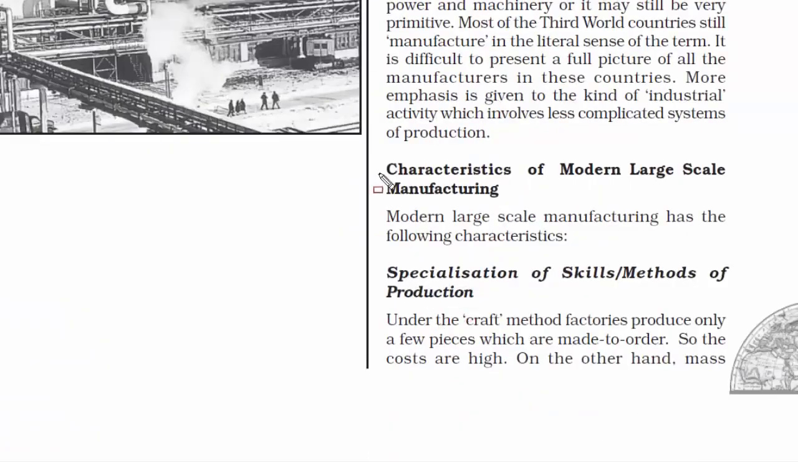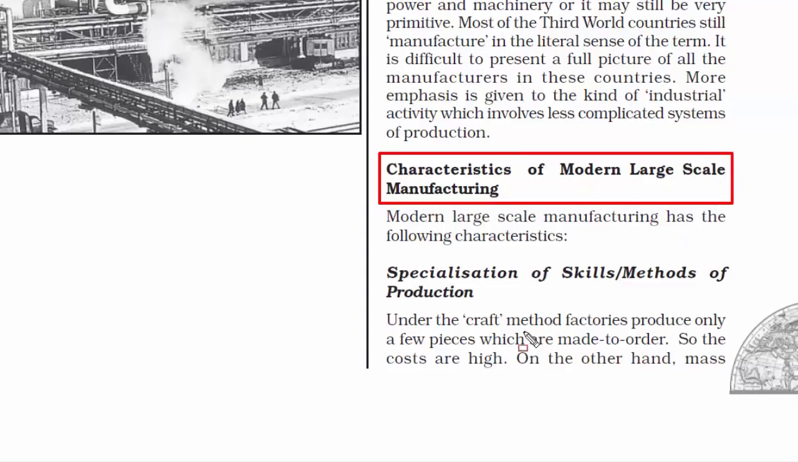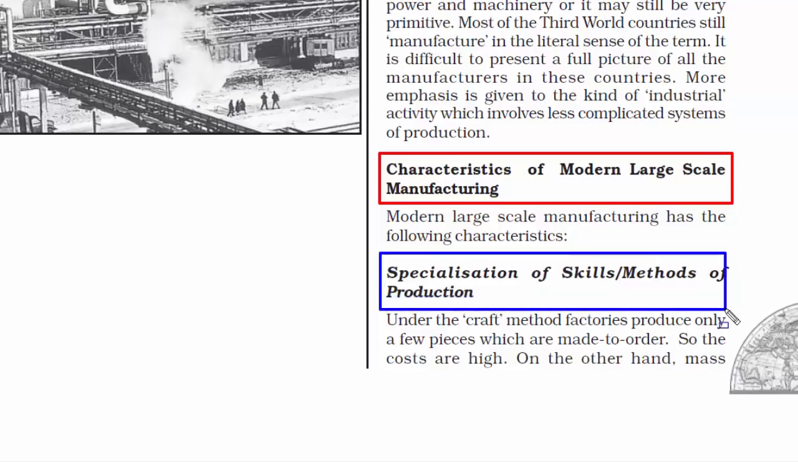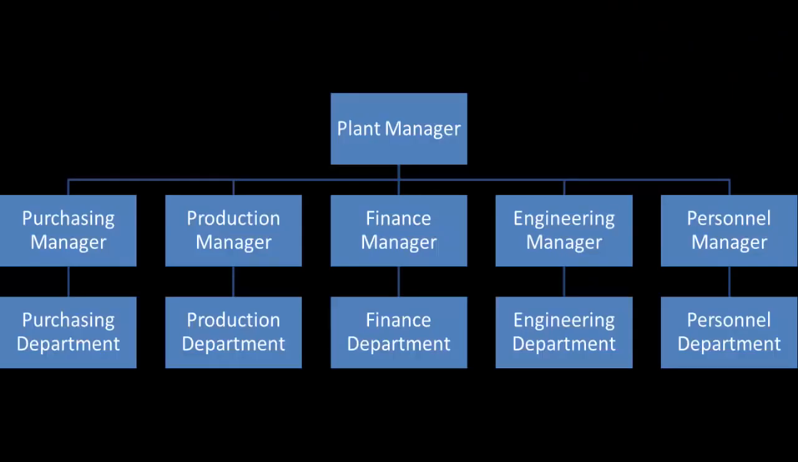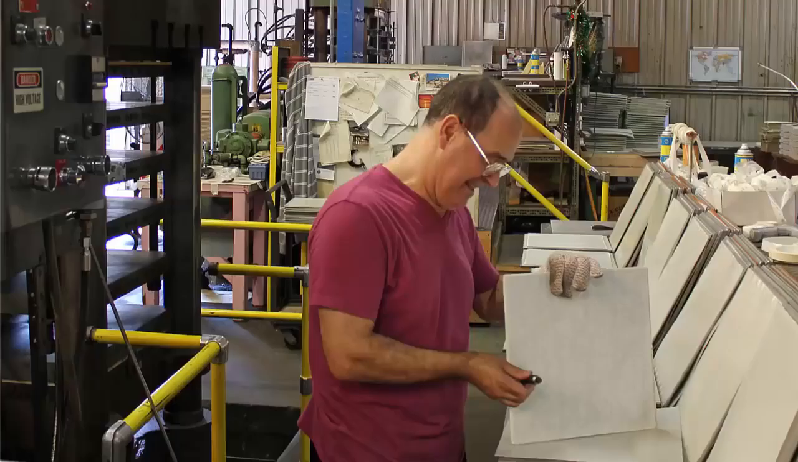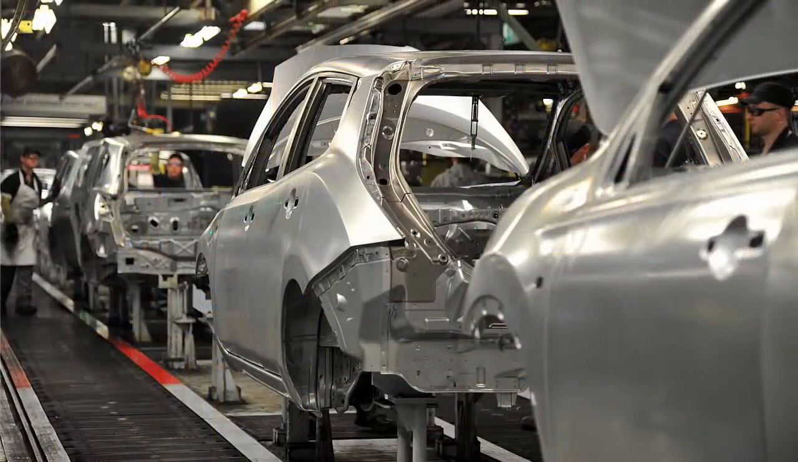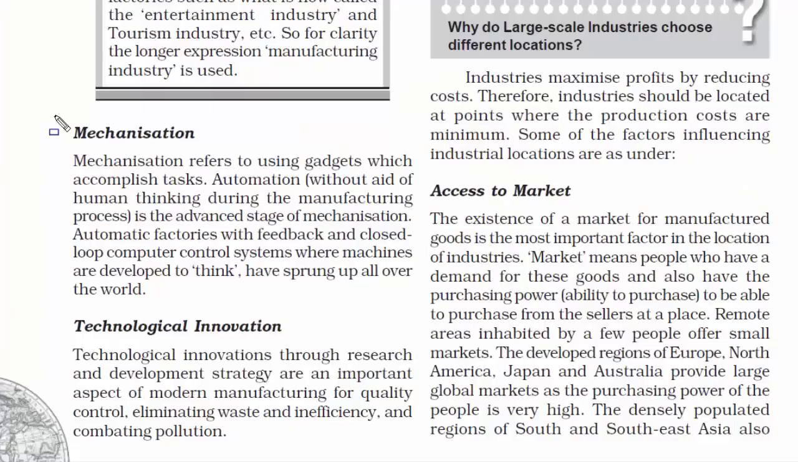Now we're going to read about characteristics of modern large-scale manufacturing. When we say characteristics, we mean their advantages, strengths, the area of expertise. The first one is specialization of skills or methods of production. This quality is quite common in big modern factories. Here the labor force is divided into departments, and accordingly the workload is distributed so that each worker performs only one task repeatedly. This way there is no delay in the production line, and over time the workers become specialists in that line of work.